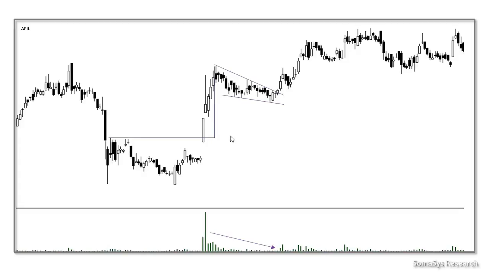The flagpole, which is the distance between the first resistance area, this high between the two troughs over here, to the high of the pattern, is added to the latest resistance break over here to determine the potential target, and the same is being met here.